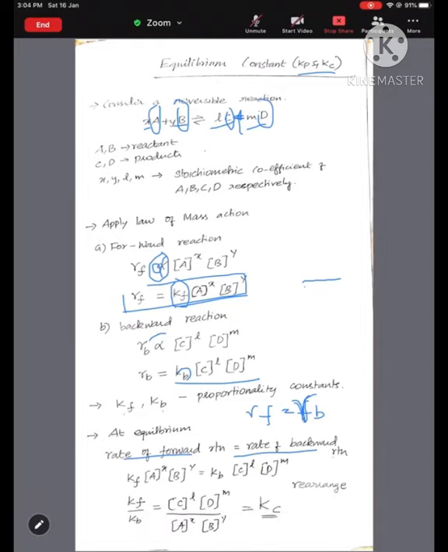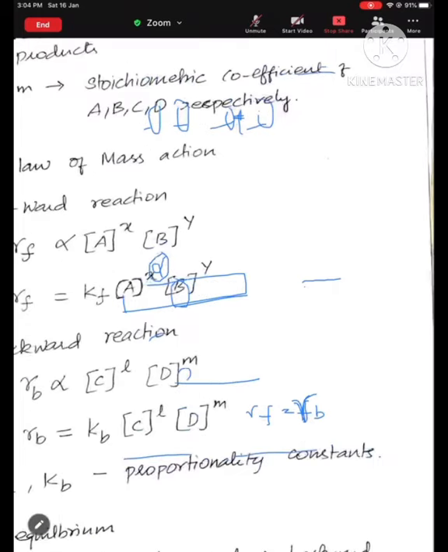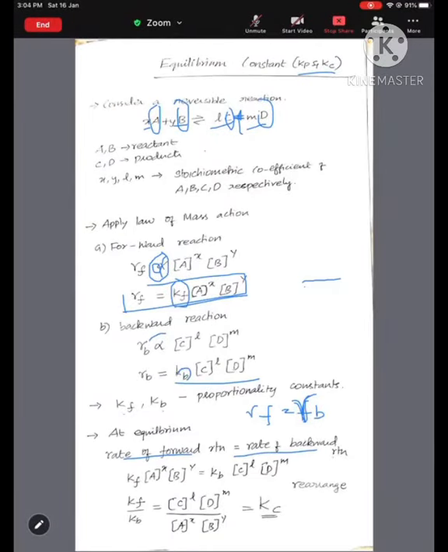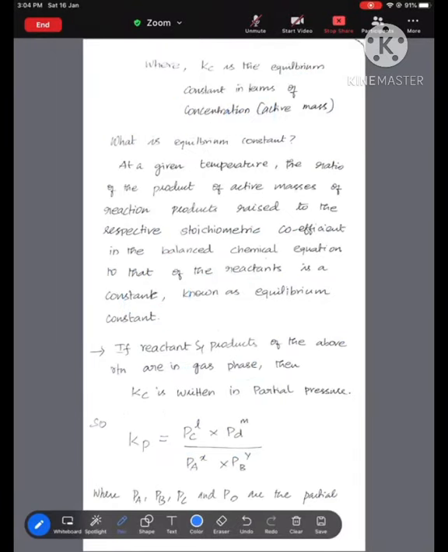I'm just doing a normal rearrangement where you get K. I'm taking this Kb to this side and this [A] to the power x and [B] to the power y to the other side. If it goes to this side, it comes into the denominator. So you get an expression like this. This entire thing you can write as Kc, which is nothing but the equilibrium constant in terms of concentration. This is the symbol for the equilibrium constant in terms of concentration, where c means concentration.